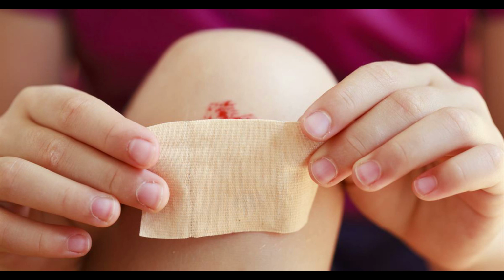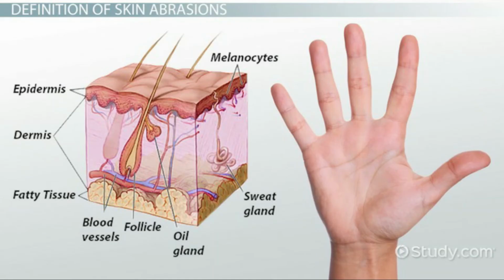An abrasion is a type of open wound that is caused by the skin rubbing against a rough surface. It may be called a scrape or a graze. When an abrasion is caused by the skin sliding across a hard ground, it may be called a road rash. Abrasions are very common injuries. They can range from mild to severe.